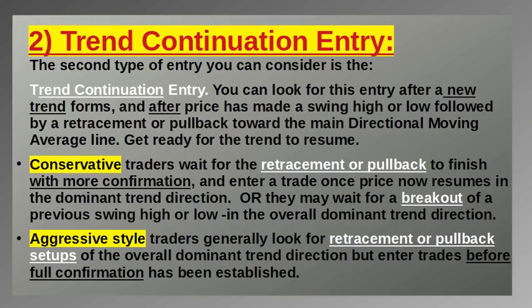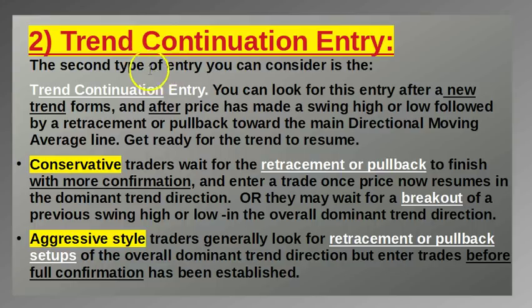Okay, guys, the second type of entry, besides the early entry, is called a trend continuation entry. Now, for the trend continuation, you look for this entry after a new trend forms, right? So you need a new trend after the main directional line changes color. Then you wait for price to make a swing high or a low, followed by a retracement or pullback toward the main directional moving average, okay? Then you get ready for the trend to resume. Now, this may sound a little bit complicated. I'll open up the charts again in just a moment to show you what I mean.